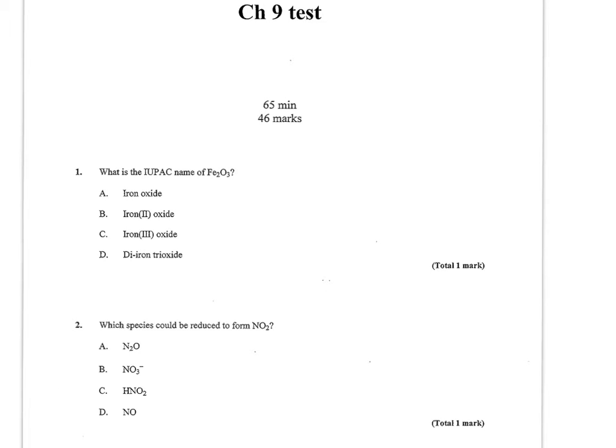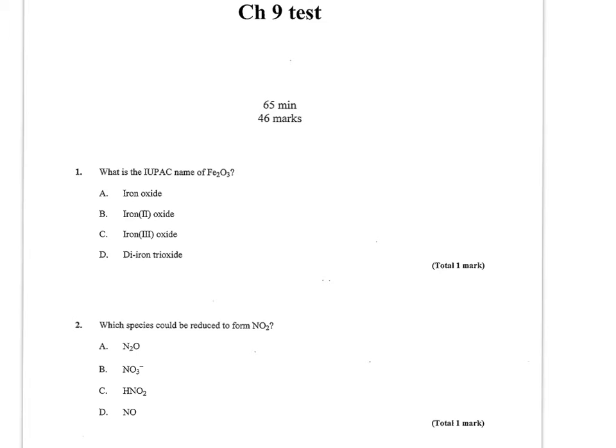Welcome. This video is going to go over some paper 1 and paper 2 questions from chapter 9 on redox. So question number 1 wants to know what is the IUPAC name of Fe2O3. So you should realize it's iron oxide, and then you should realize you need to include the oxidation state for iron. And since it's O3, that's your hint that it is iron(III) oxide, or letter C.